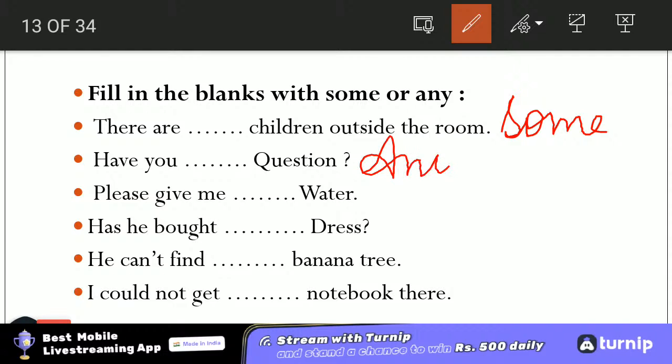Have you any question. Third, please give me dash water. Now they are asking you to give water. So what will be the answer? Yes, please give me some water.